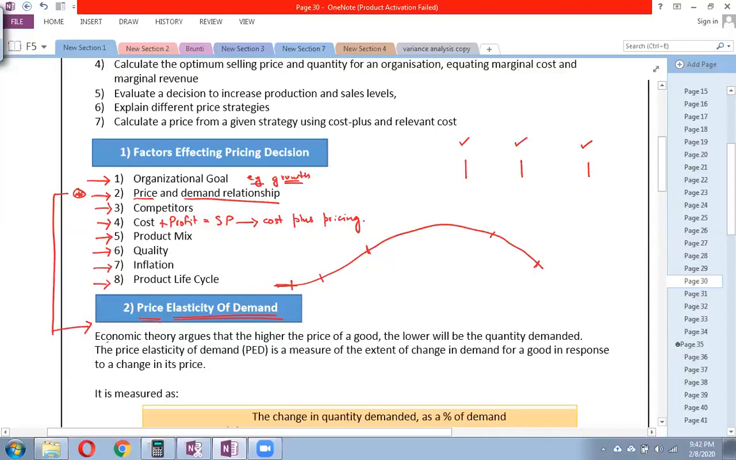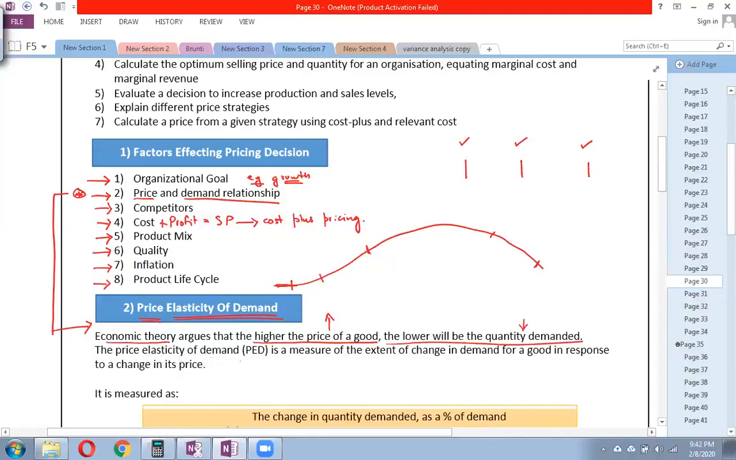This is the economic theory which suggests that the higher the price of goods, the lower the quantity demanded. If the price is high, the quantity demanded will be less. If you sell it expensive, fewer people are going to buy from you.